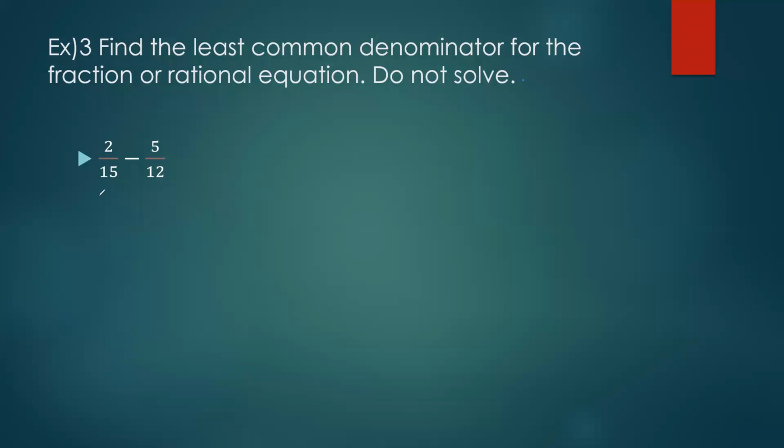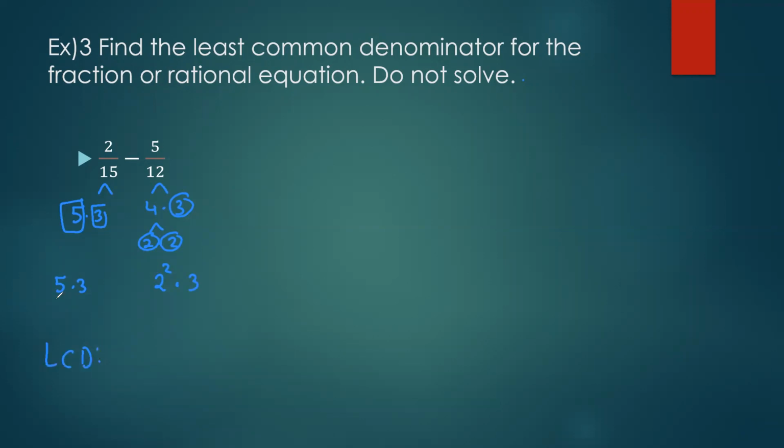So 15 can be broken down as 5 and 3. 5 is prime, so it's 3. And then 12 can be broken down as 4 and 3. 3 is prime, 4 is not. It can be broken down as 2 and 2. So 15 is 5 times 3. Over here on the right side, you have 2 times 2 times 3. So 2 times 2 could be expressed as 2 squared. And then 3. So what is our LCD?